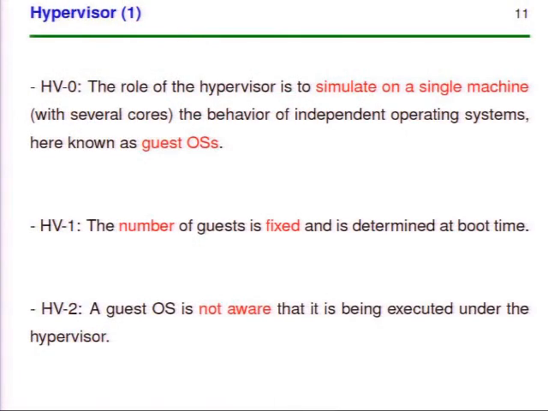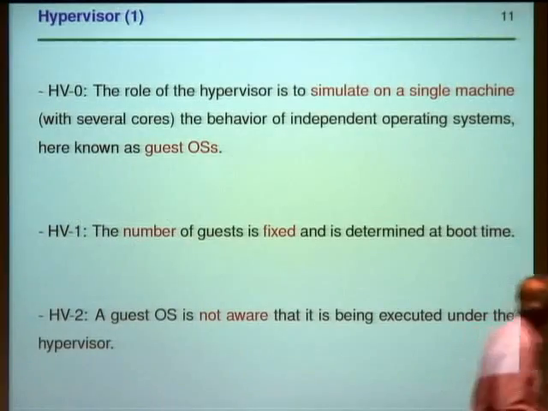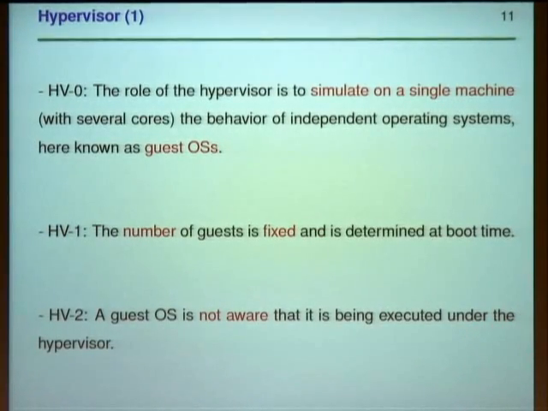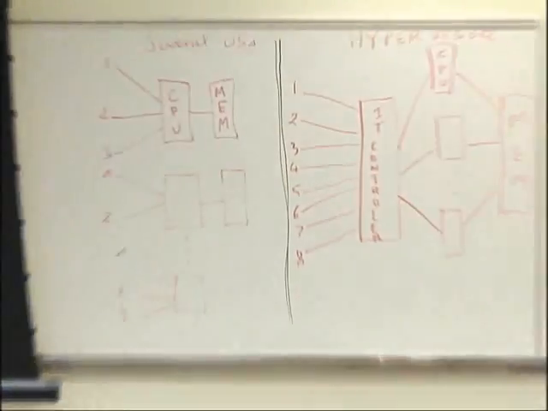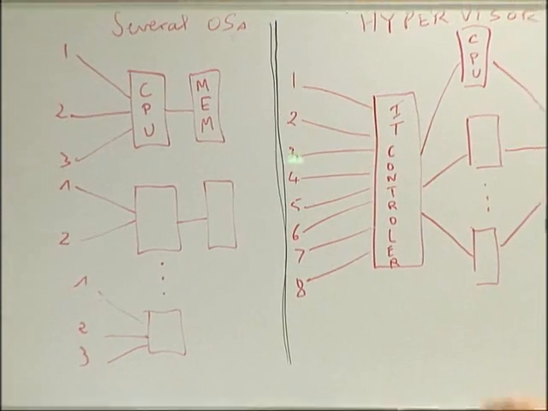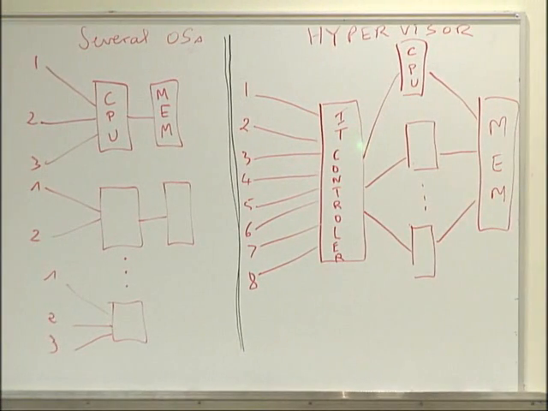Now let's go to the hypervisor requirements. So the role of the hypervisor is to simulate on a single machine with several cores the behavior of independent guest OS. So you can have a look at this drawing here. We have several OS that are independent, and we want to simulate this with the hypervisor. So the hypervisor, as Ruston says, has got as many interrupts as we have here, but you see the numbering is not the same.